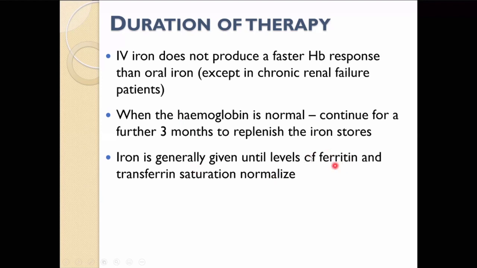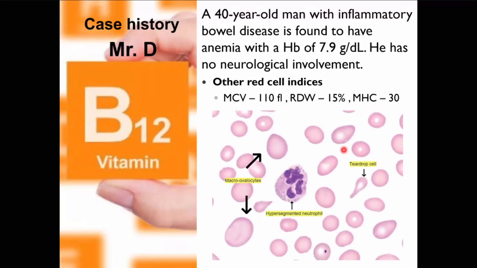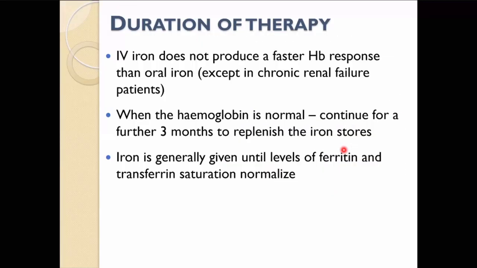You test the iron studies again, and you see whether the ferritin level and the transferrin saturation have come to normal. And it will usually take about 3 months for this to happen. So you have to tell the patient, even if your hemoglobin is normal, we need to continue treatment to replenish the stores. Okay, so that is about iron therapy.